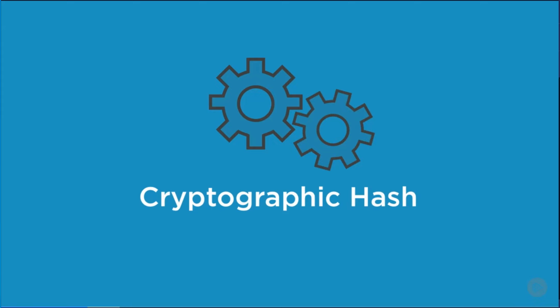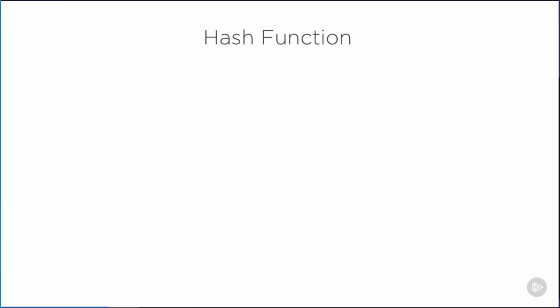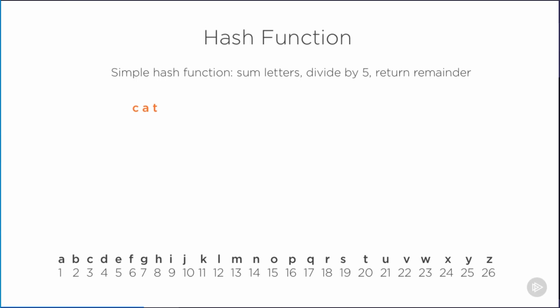The math puzzle being solved involves a cryptographic hash. I'm going to spend a few minutes explaining this because it's such an important component of Bitcoin. A hash function is a function that compresses an input into a kind of fingerprint. For example, I'm going to hash the word cat with a simple hash function. I'm going to assign each letter a number for its place in the alphabet, add them together, divide by 5, and then use the remainder as the result. So cat becomes 3, 1, 20, summed together is 24, divided by 5 is 4 with a remainder of 4, so 4 is my output.